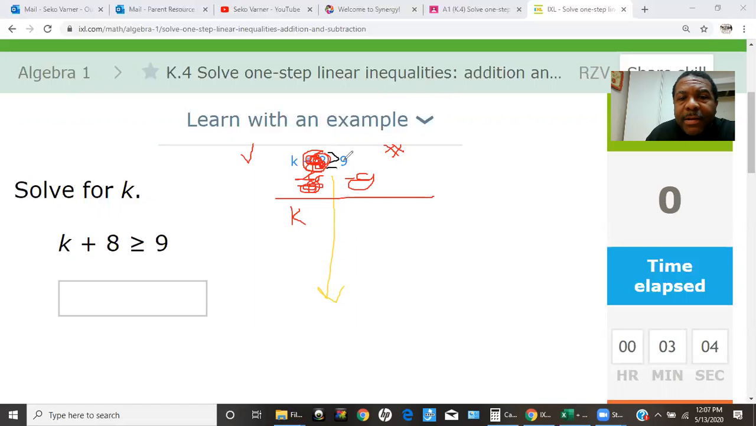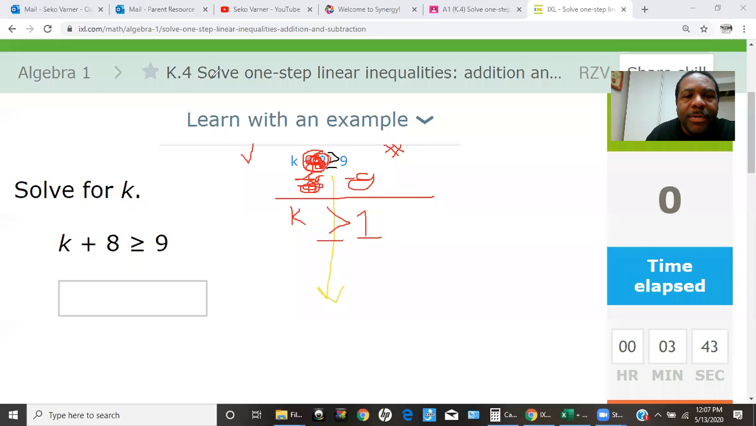And now we have 9 minus 8. If you had 9 and you subtract 8, you have 1, 2, 3, 4, 5, 6, 7, 8. So you have 8. I mean, you have 9 and you subtract 8, you just have 1 left, right? So now we know that our K is greater than or equal to 1. You caught my mistake, right? So K is greater than or equal to 1.